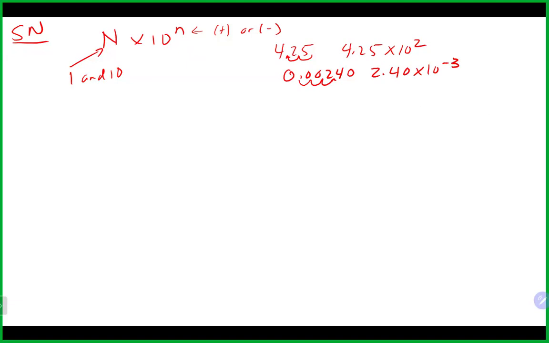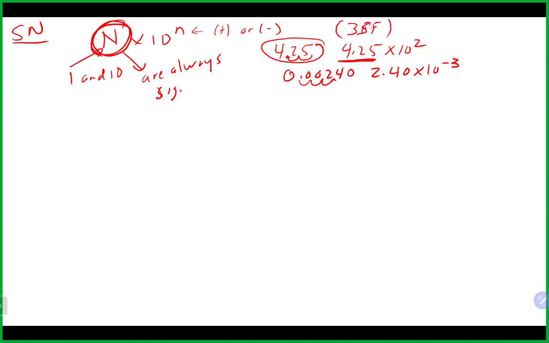Remember that whenever you write a number in scientific notation, all the numbers before the times 10 part are always significant. So we do not want to lose any significant figures, as we talked about. This has 3 significant figures. This would also have 3 sig figs. This has 3 significant figures. This also has 3 sig figs, which is why we have to keep the zeros.